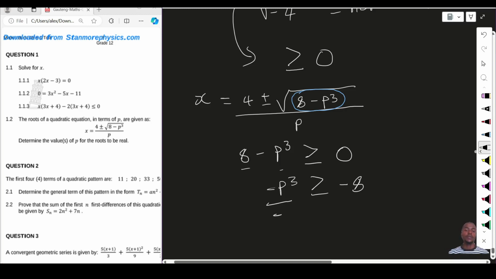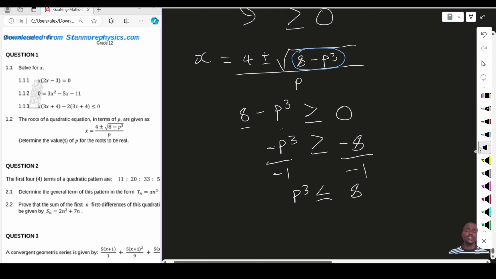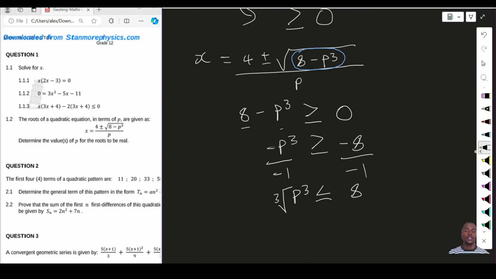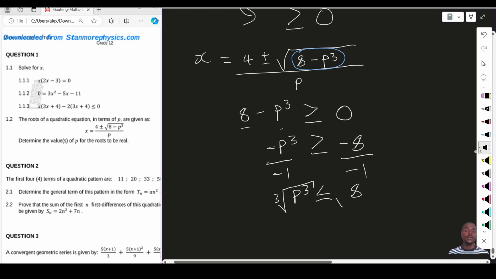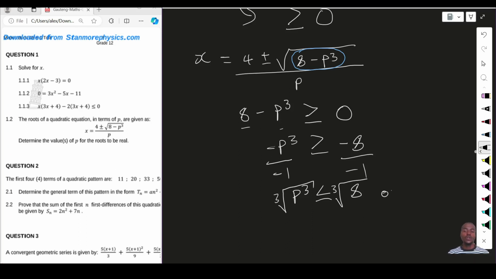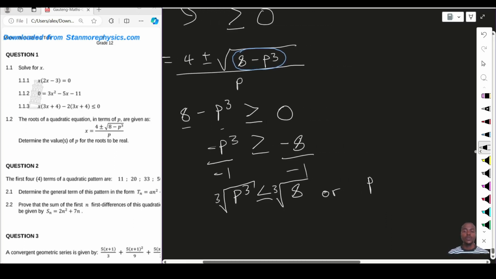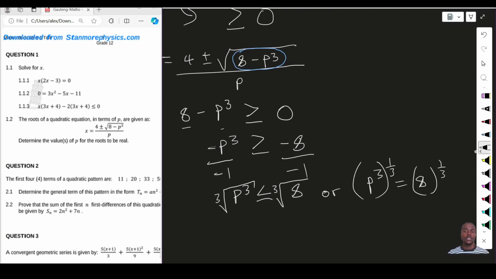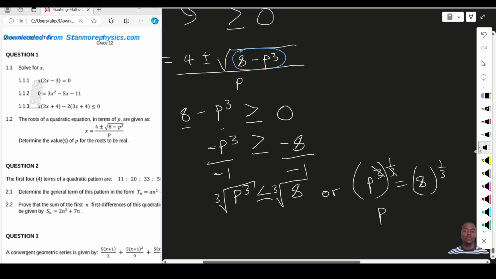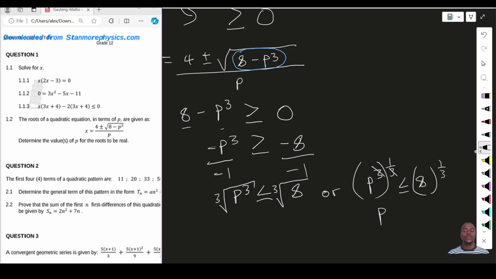Here's the story now. When you divide by -1, the sign now will change. So this is p cubed, less than or equal to 8 on that side. Then we're looking for the values of p. So here I can say the third root of p cubed, the third root of 8. Or since you have p cubed, someone might say raise to the power of 1 over 3, then this 3 will cancel. Then p, no, I'm putting in equals there. It's a less than. Less than what? Less than 2.